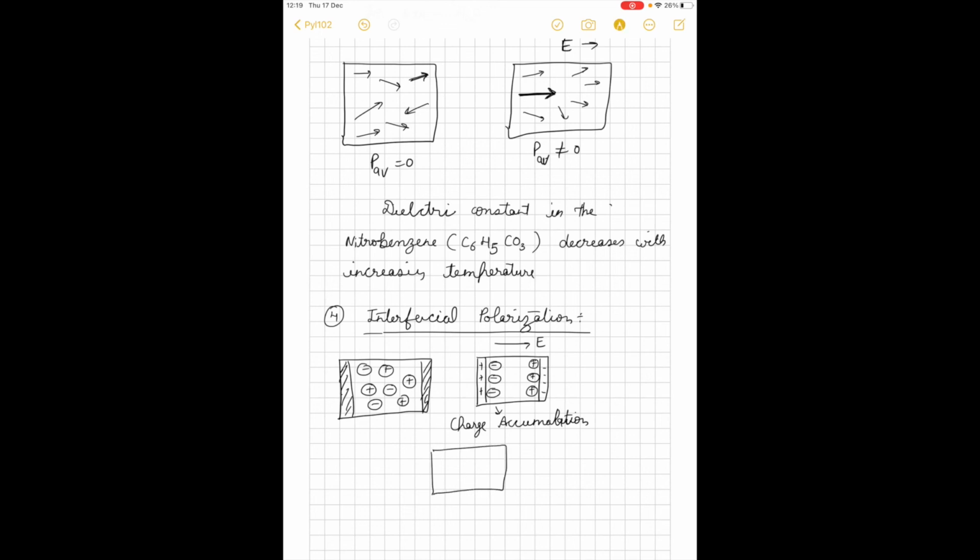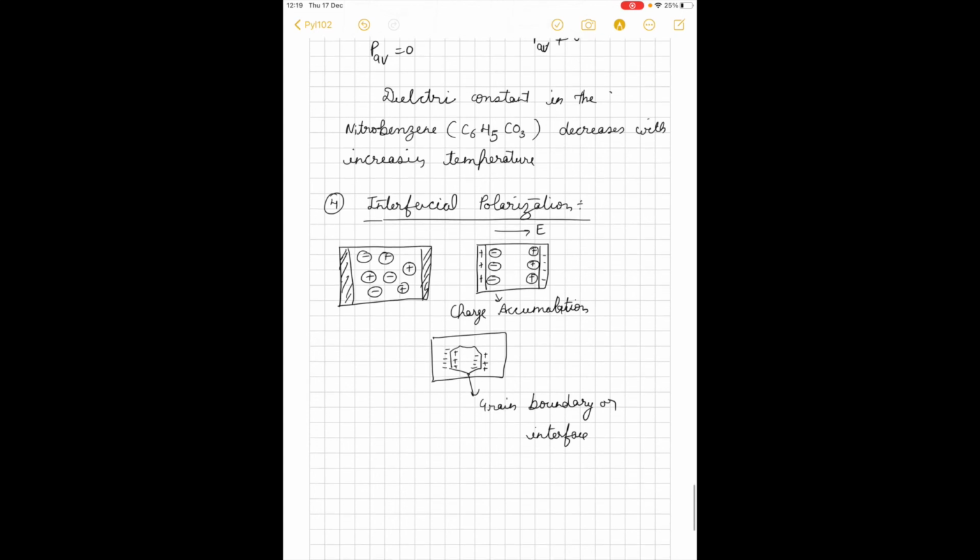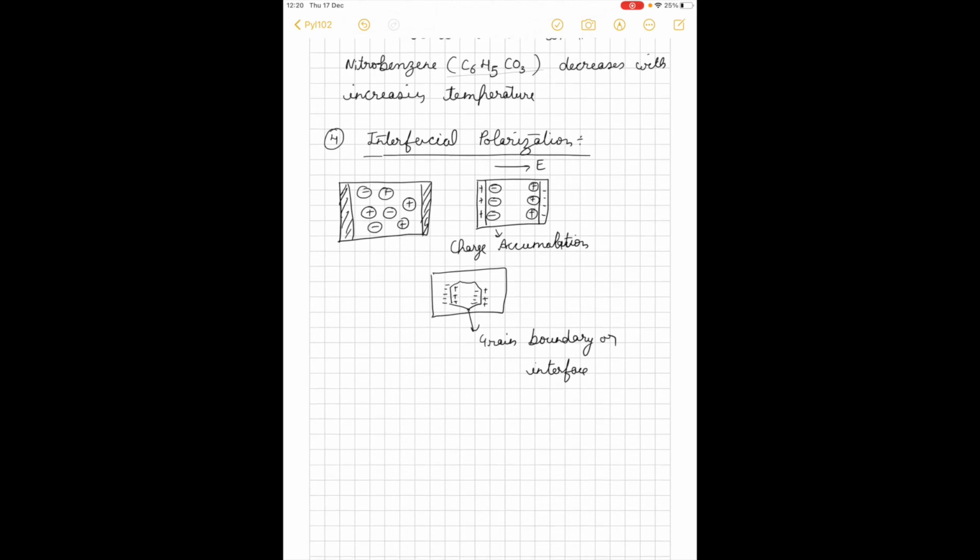So in the presence of grain boundaries, what happens? Let's say something like this, some boundaries like this are there. So we have negative this side and positive this side. Similarly, we'll have negative this side and positive this side. So these are grain boundaries or interface. Okay, so in the presence of these interfaces, we have kind of a double layer like capacitor in the system. So this is what is called interfacial polarization.